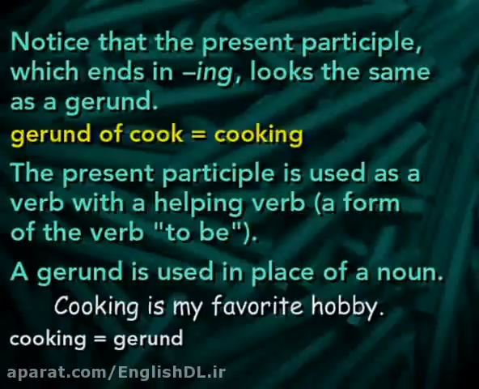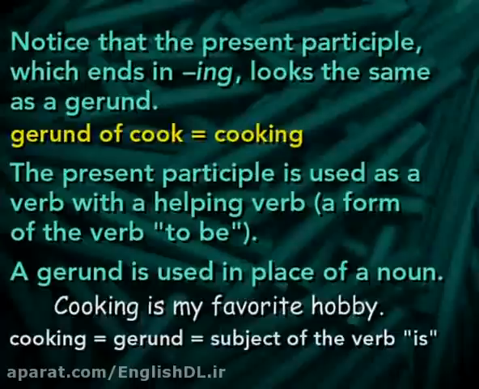Cooking is my favorite hobby. In that sentence, cooking is the subject of the sentence. It's the subject of the verb is. And remember, the subject of a verb would always be a noun or a pronoun. Since cooking is being used as a noun in that sentence, it's a gerund, not a present participle.